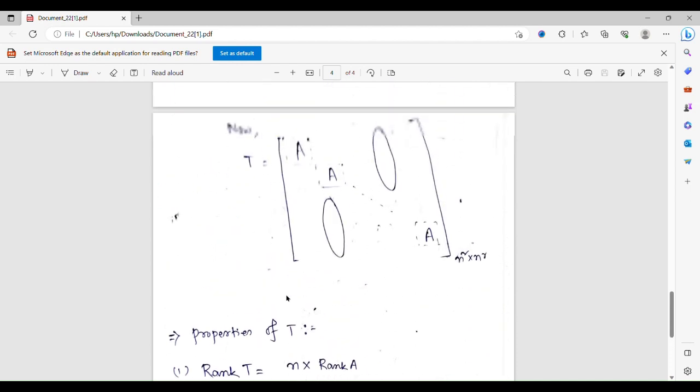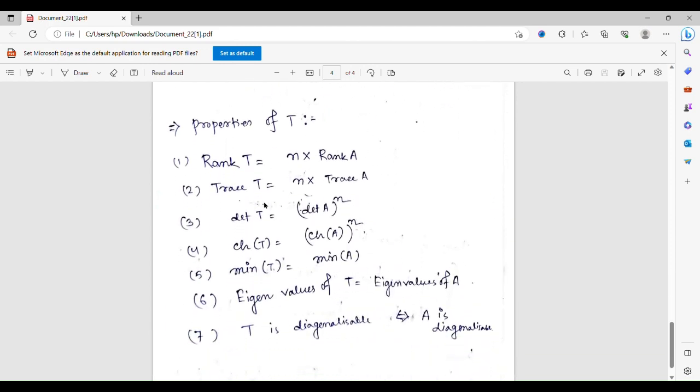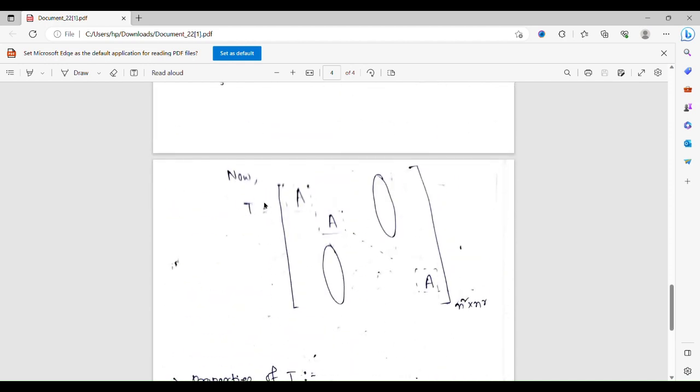Now what about the minimal polynomial of T? The minimal polynomial of T and the minimal polynomial of A are both the same, because if the minimal polynomial of A is P(x), then P of A equals 0, so this part is 0, this part is 0, all the parts are 0, and the other terms are already 0, so P of T is also 0. That means the minimal polynomial of T and of A are the same, and the eigenvalues of T and A are also the same. It's obvious. Then T is diagonalizable if and only if A is diagonalizable. Because if A is diagonalizable, then the minimal polynomial of A must be a product of distinct linear factors, and since the minimal polynomial of T and of A are the same, the minimal polynomial of T also is a product of distinct linear factors, so T is also diagonalizable.